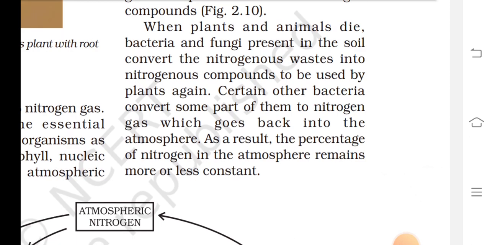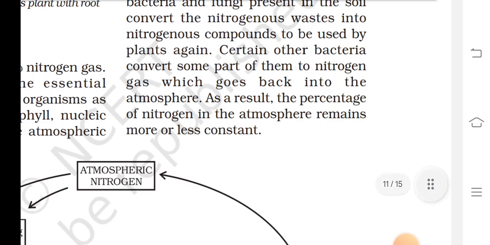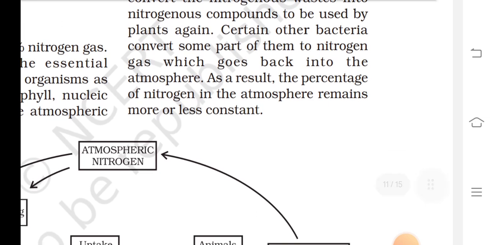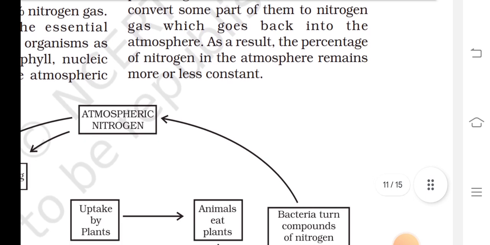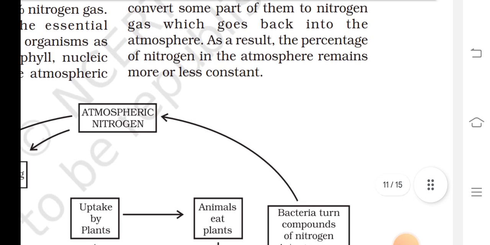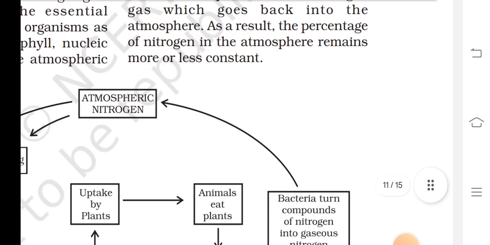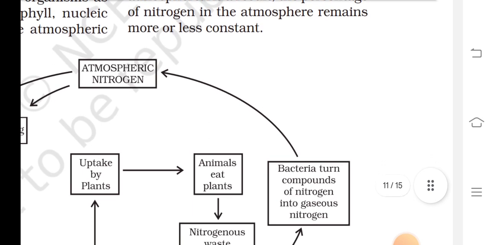When plants and animals die, bacteria and fungi present in the soil convert the nitrogenous waste into nitrogenous compounds to be used by plants again. Certain other bacteria convert some part of the nitrogen compounds into nitrogen gas, which goes back into the atmosphere. As a result, the percentage of nitrogen in the atmosphere remains more or less constant.